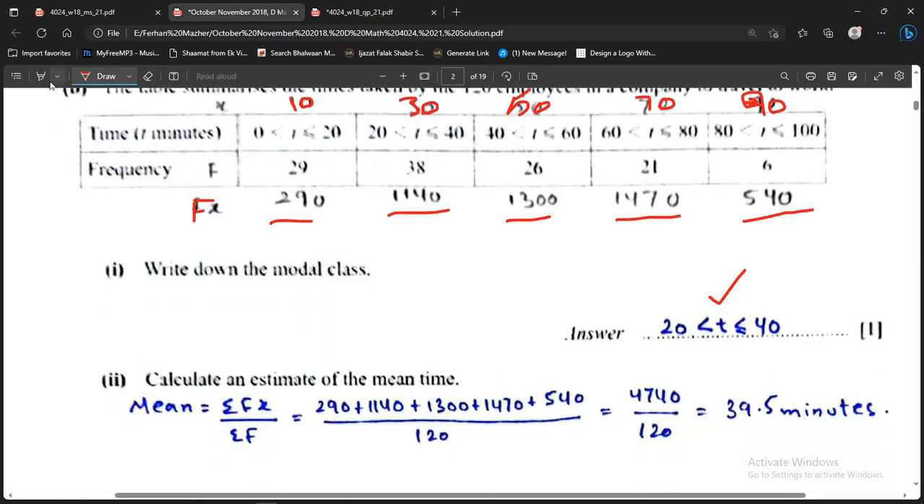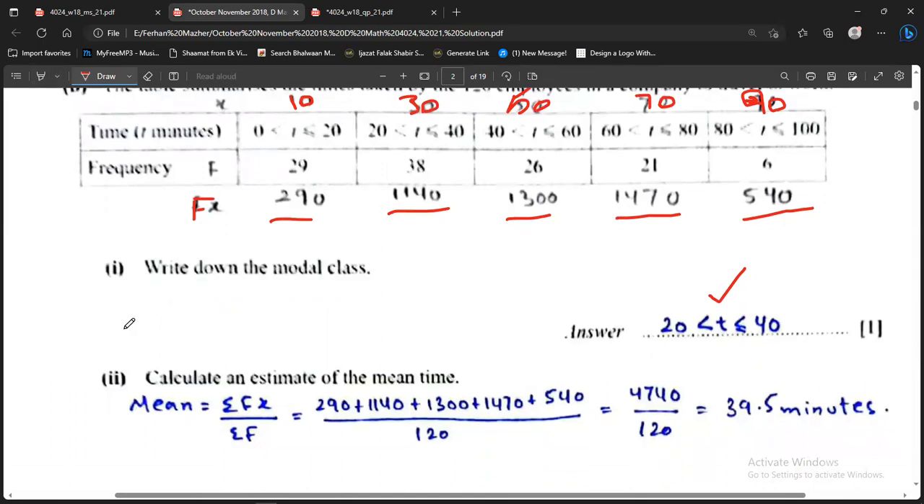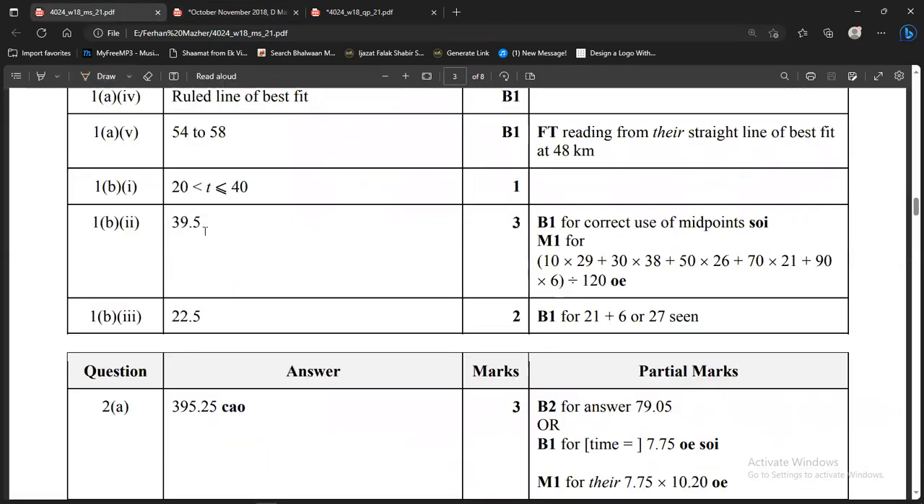The mean is summation fx divided by the summation f. So summation fx, I will add them up. It is 290 plus 1140 plus 1300 plus 1470 plus 540, and that will be 4740. And divided by the summation f, which will be 29 plus 38 plus 26 plus 21 plus 6, and that's 120. So 4740 divided by 120 is 39.5 minutes. So this is my answer. The mean is 39.5.